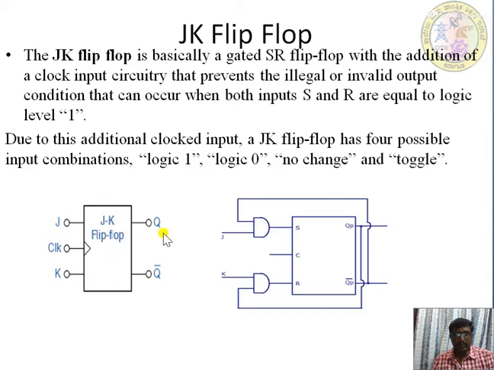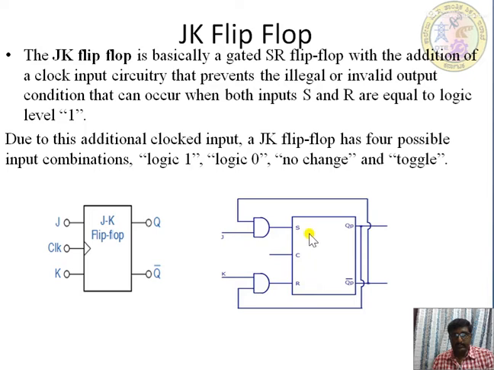As we already know, the flip flop always has two outputs, one is Q and the other is the complement of Q, that is Q bar. JK is basically an SR flip flop, meaning J represents set and K represents reset. J is S and K is equal to R. So this is the block diagram.